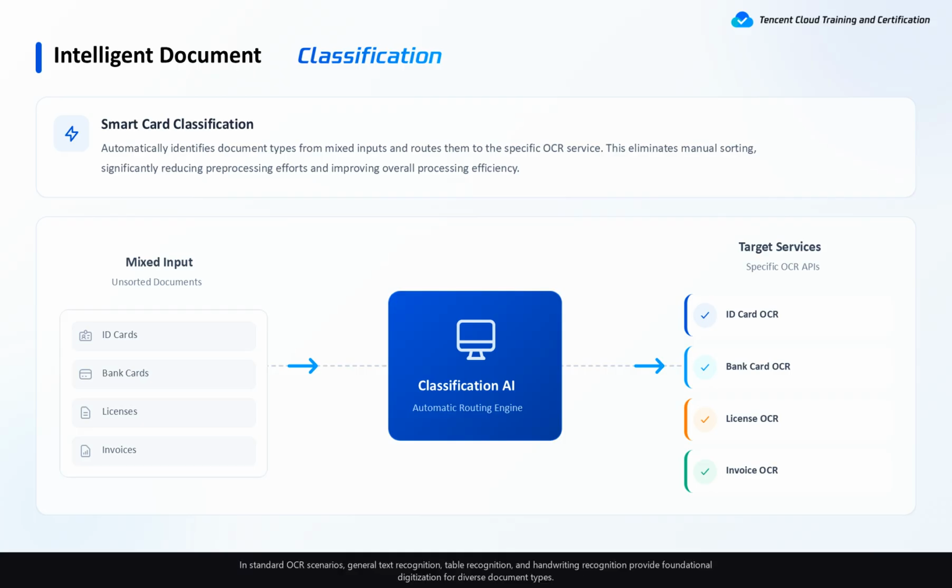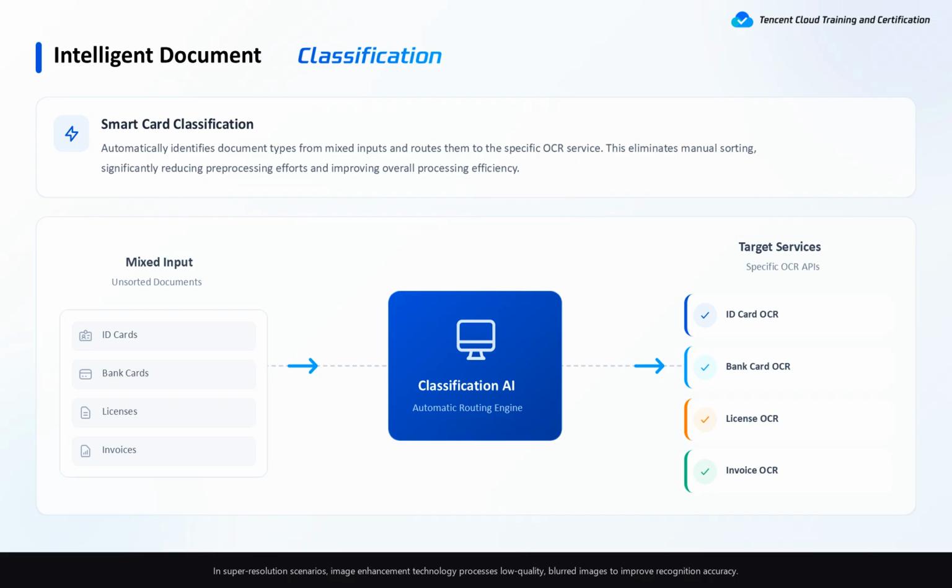Tencent Cloud OCR services cover a wide range of application scenarios. In standard OCR scenarios, general text recognition, table recognition, and handwriting recognition provide foundational digitization for diverse document types. In specialized OCR scenarios, dedicated interfaces for identity documents, ID cards, driver's licenses, passports, and financial documents, invoices, bank statements, provide deeply optimized field extraction. In AI-enhanced scenarios, OCR capabilities combine with other AI services for more complex information processing. For example, combining OCR with NLP for automatic contract clause extraction or with security services for document authenticity verification.